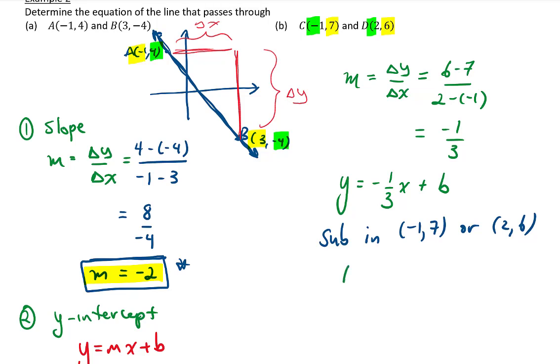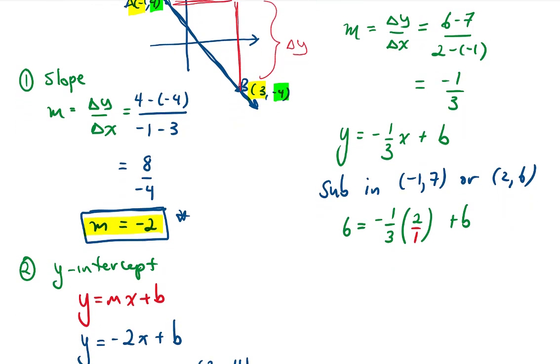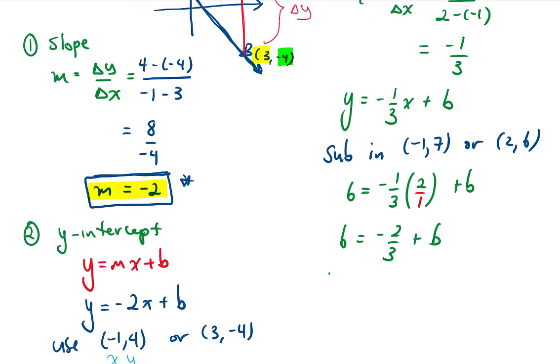I'm going to pick (2, 6). So if I do that, I get 6 equals -1/3 times 2 plus b. Remember, 2 is 2 over 1. So now let's multiply our fractions. So we get 6 equals -2/3 plus b. I'm going to move the fraction to the other side. So I get 6 plus 2/3 equals b, since we need to add 2/3 to both sides.